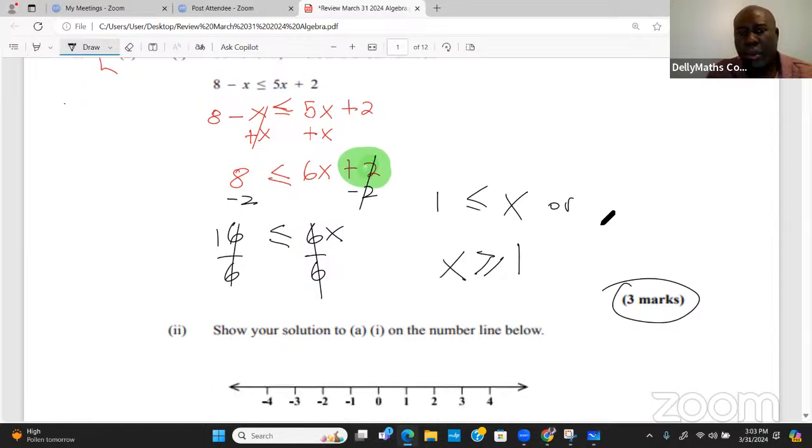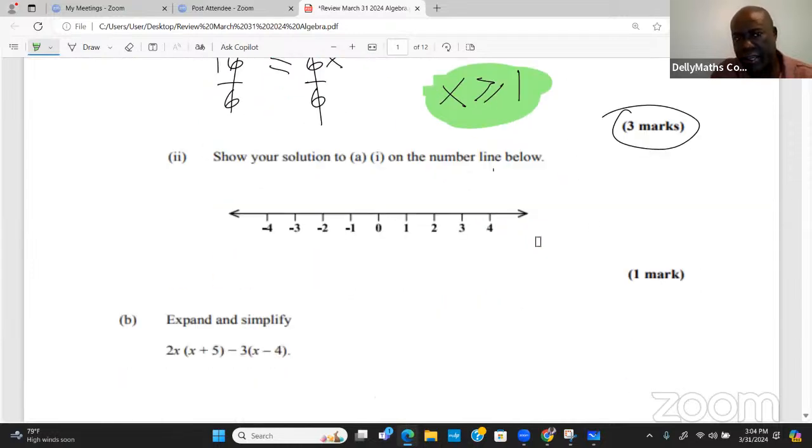Now, let's see what they want us to do with it. It says that we want to show the solution, in the section that we just did, on the number line. So we want to show the solution on the number line. Remember now that x is greater than or equal to 1. Or you could say 1 is less than or equal to x. So x is greater than it.